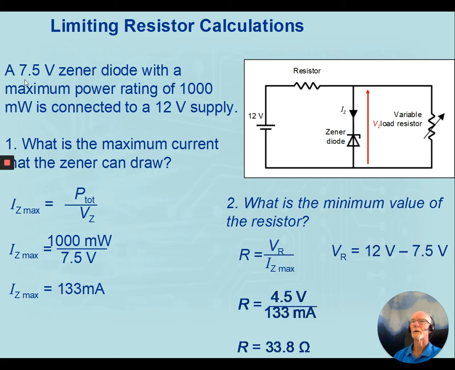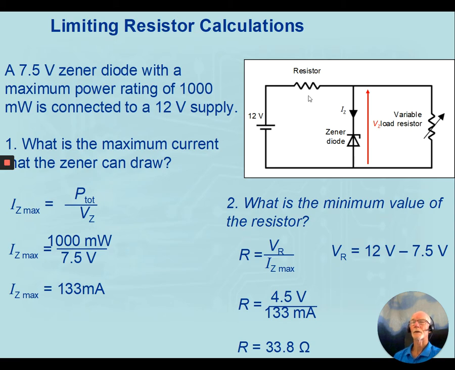If we have a 7.5 volt Zener, which is rated at 1000 milliwatts or 1 watt, and we connect it to a 12 volt supply, what's the maximum current that we can put through the Zener without going over our 1 watt rating? So our I is equal to P over V. So we have 1000 milliwatts, 7.5 volts across the Zener. Therefore, our maximum current that the Zener can handle is 133 milliamps.